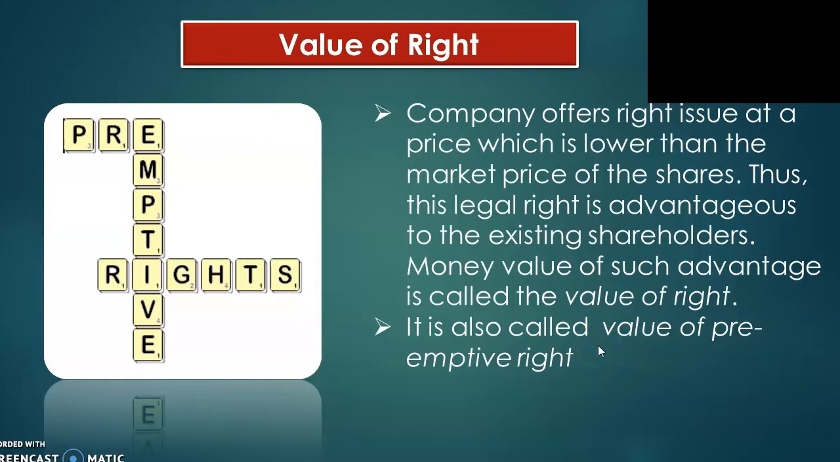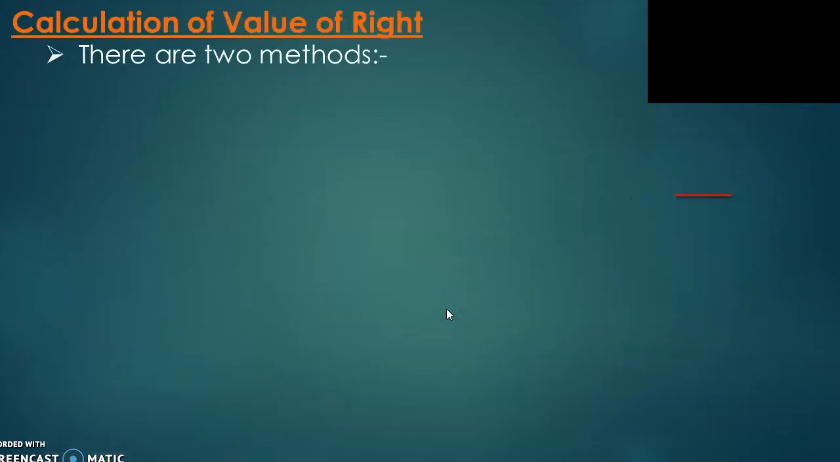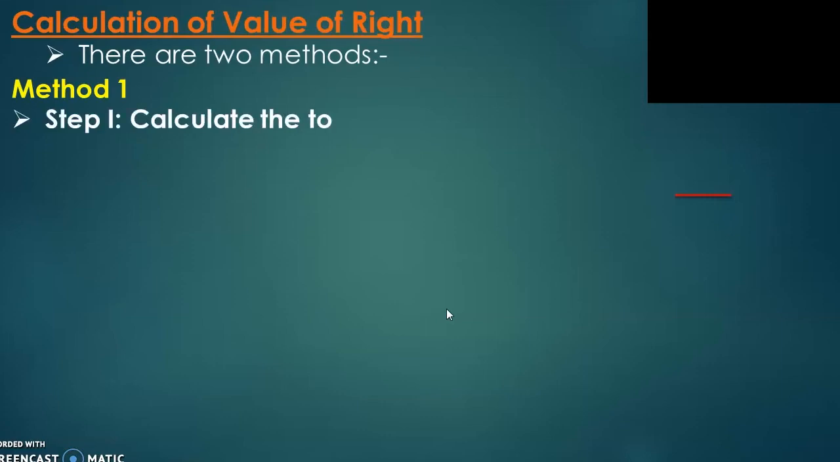Moving to the next slide. Calculation of value of right. How do we calculate the value of right? There are two methods for calculating value of right. Method 1. There are three steps involved in calculating value of right as per method 1. The first step is to calculate the total price of all the shares. All the shares means existing shares plus right shares.